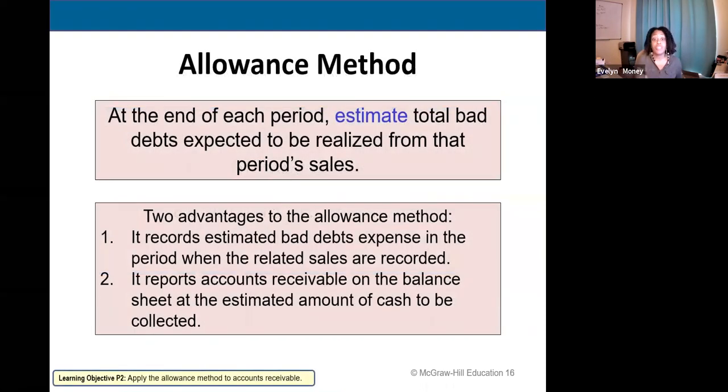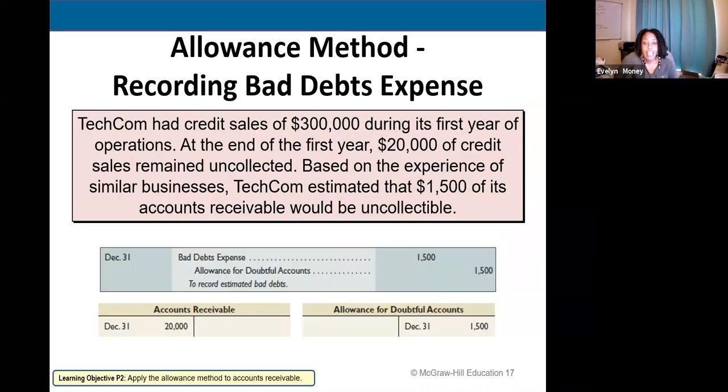So what method are we supposed to use? The allowance method. Under the allowance method, we estimate bad debt using a percentage. In using this method, we end up not violating the matching principle because we record bad debt in the same period as the sales. And it also allows us to show our accounts receivable at the amount that we can reasonably expect to collect, or its net realizable value. Let me show you what I mean.